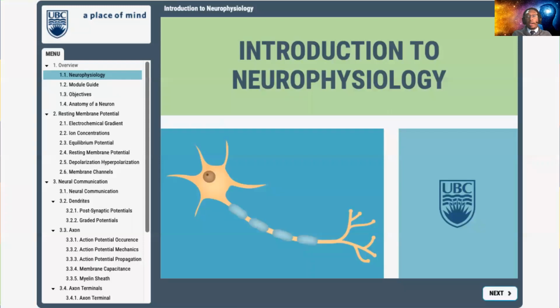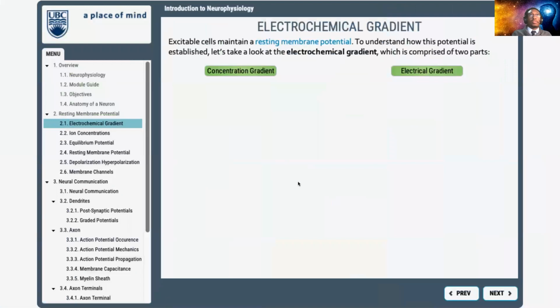I strongly recommend taking a look at this website that will be posted to our Canvas page, neuroanatomy.ca. It's a website that's updated regularly by the University of British Columbia and researchers there, and they have some great interactive modules that help explain the basic neurophysiology of the neuron. So I'm going to switch there now.